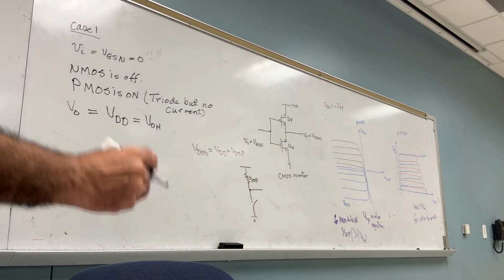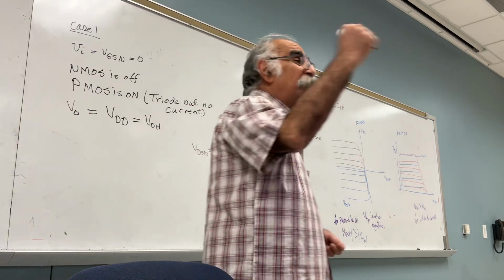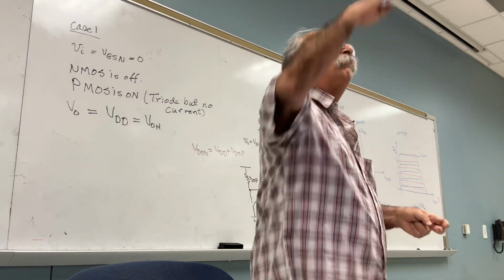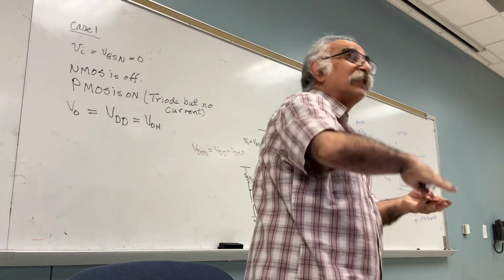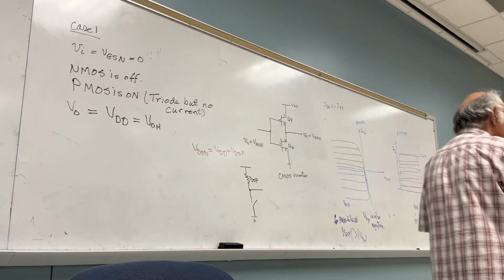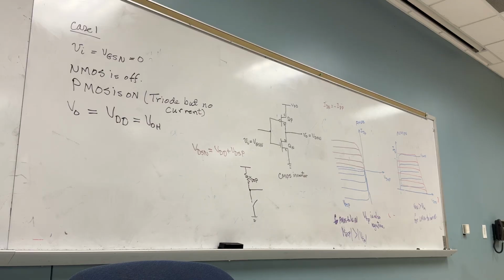Remember the goal. What is the ultimate goal? I want VOL to be zero and VOH to be VDD. We say we have a full swing, full swing from 0 to VDD. Clear so far? Yes or no?